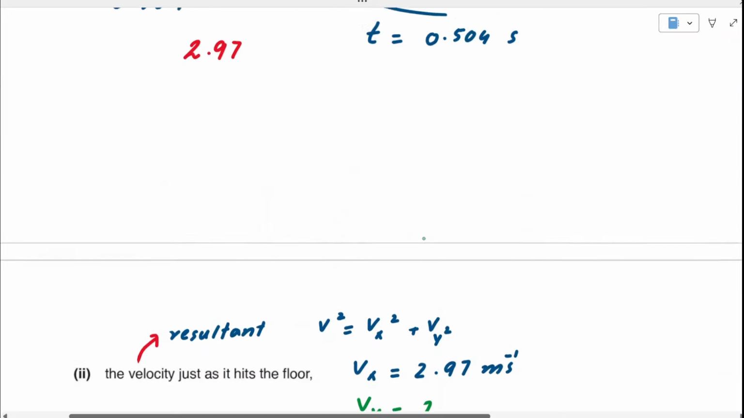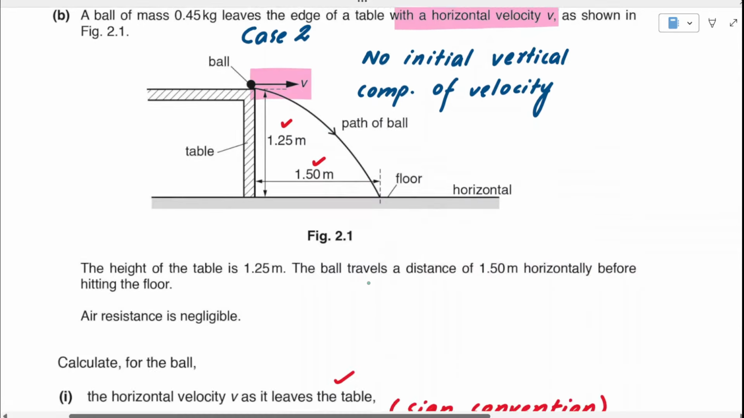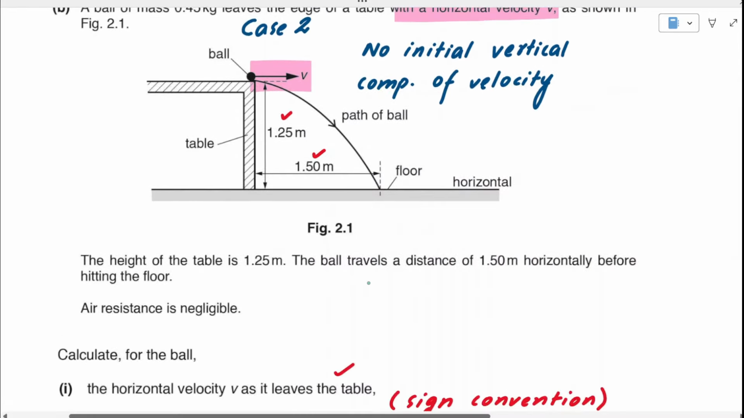The value of the vertical component of the velocity at the start was 0. It increases over here, it increases further over here, increases even more here, and just before it hits the table or the floor, the value of the vertical component of the velocity would be maximum. But how much would that be? Answer is we don't know, but we can find it.